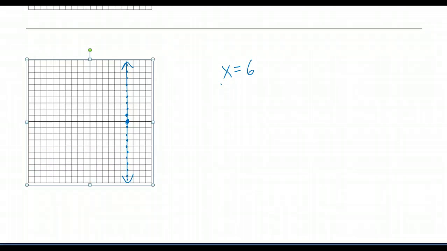If we look at the slope of a vertical line, the slope of a vertical line is undefined. So my rise over my run has to be undefined. To get an undefined slope, my run has to be 0, which makes sense. From this point, I'm going to go left and right 0, but I'm going to be able to rise up and down.